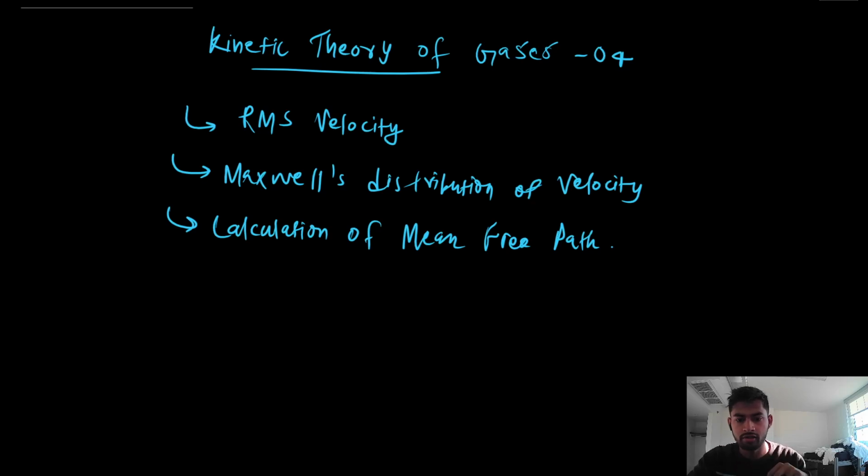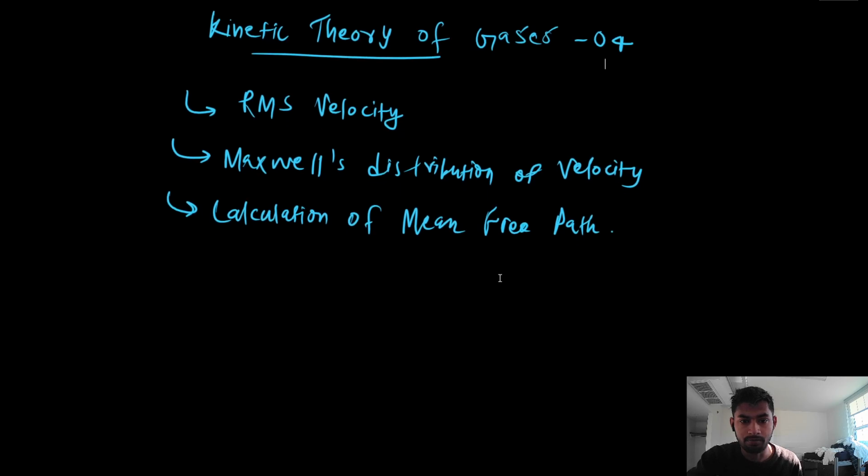Right, folks. Welcome back. Today we have Kinetic Theory of Gases fourth part, and today we will be completing Kinetic Theory of Gases. What we will talk about today is root mean square velocity, Maxwell distribution of velocity, and calculation of mean free path.